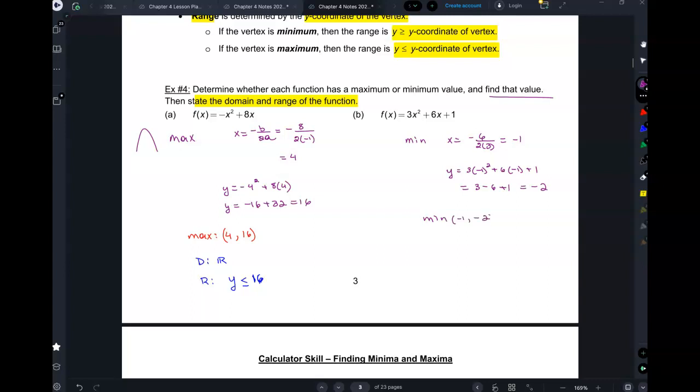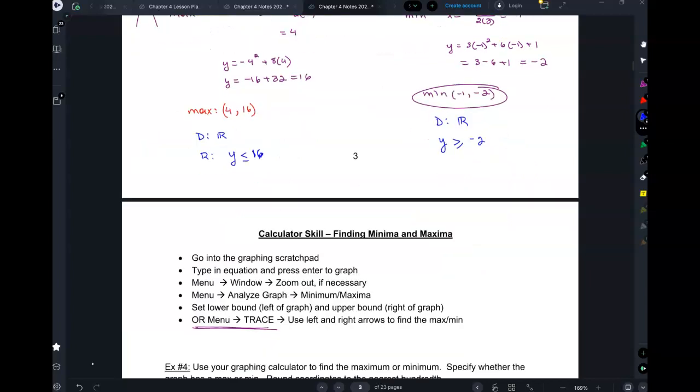Negative. Negative 2, correct. (-1, -2). When you plug this in, watch out for the negatives. They always get us into trouble, okay? Put parentheses and so on. So, and then it's going to be y is greater than or equal to -2. Okay.